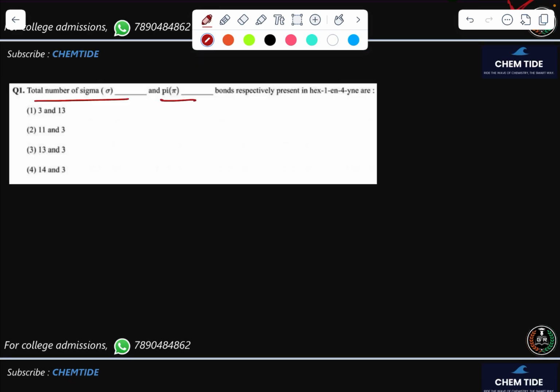Sigma and pi bonds present in hex-1-en-4-yne. So let's draw the structure first. Hex means 6 carbons, 1 double bond, 4 yne: 1, 2, 3 and 4, triple bond. That's it.